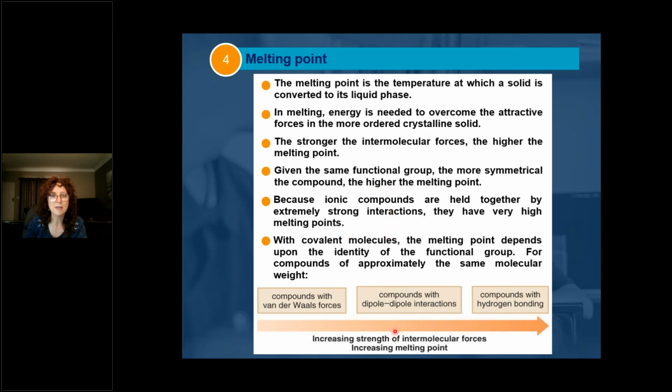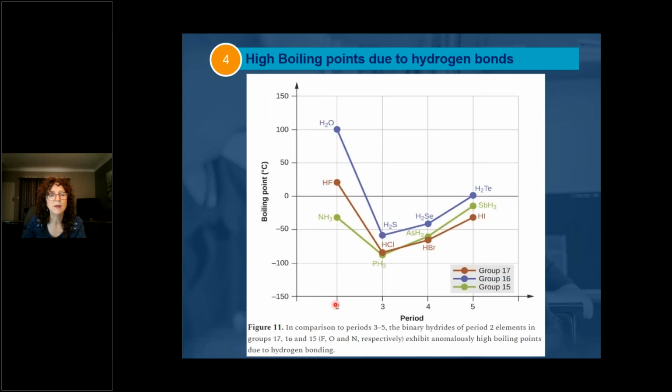All right, so what is happening here? With covalent molecules, the melting point depends upon the identity of the functional group. So what do we have here again? The compounds with van der Waals forces, compounds with dipole-dipole interactions and forces, and compounds with hydrogen bonds. Again, we have an increasing strength of intermolecular forces according to the melting point. As we see here, it will be the same as we have for the boiling point.